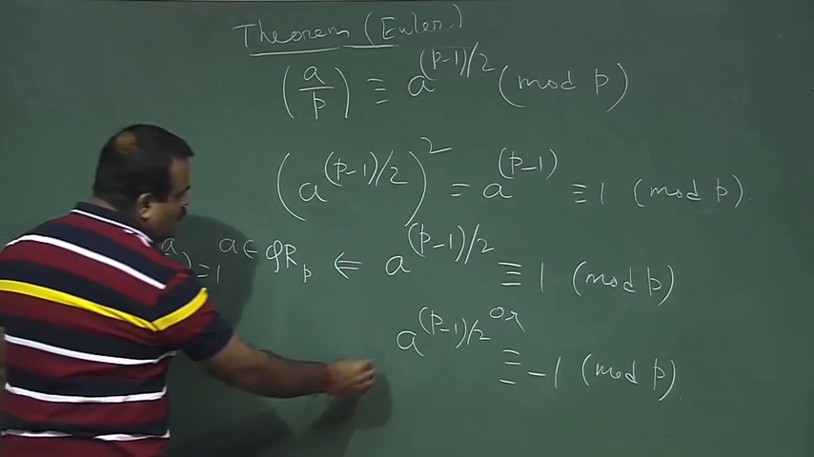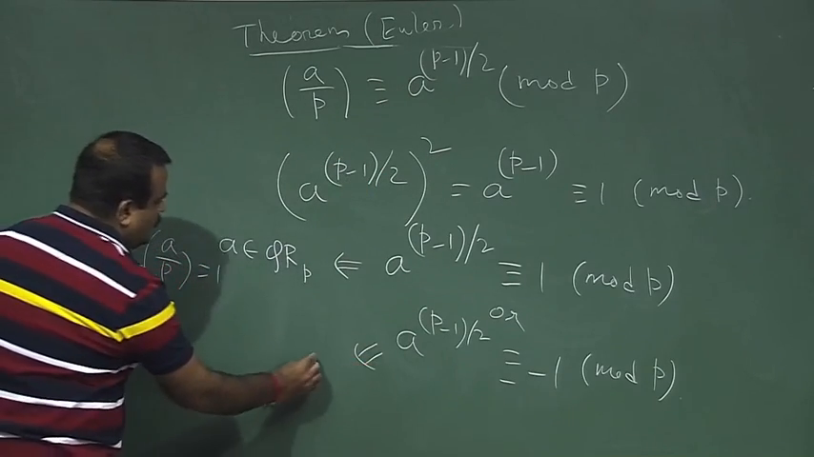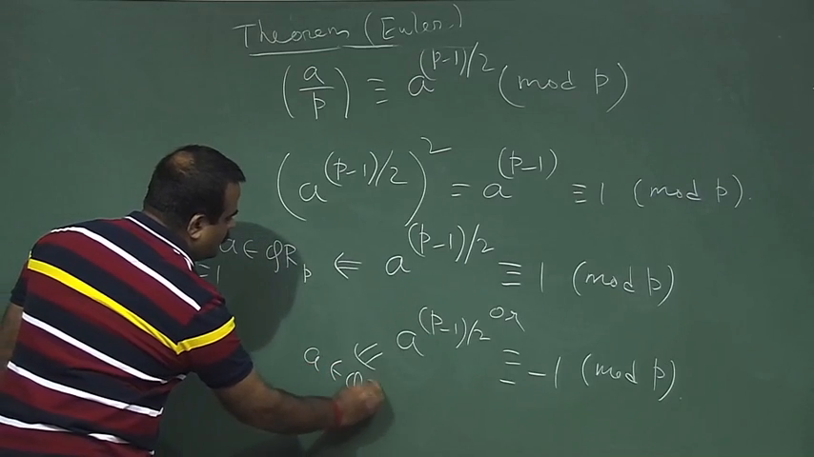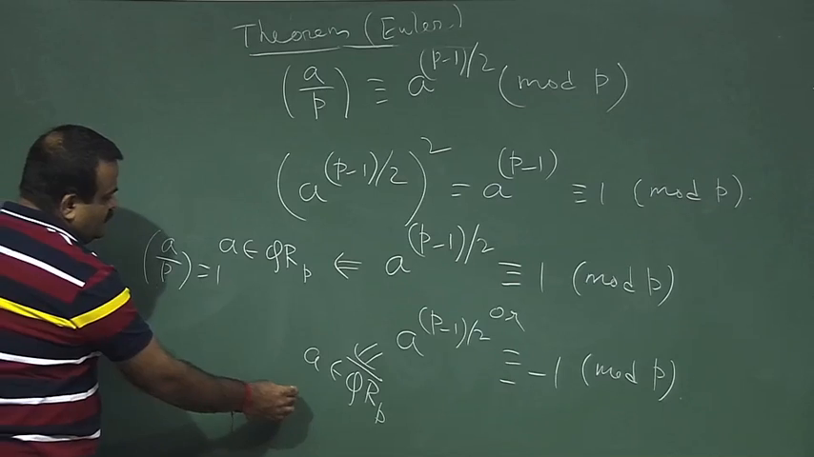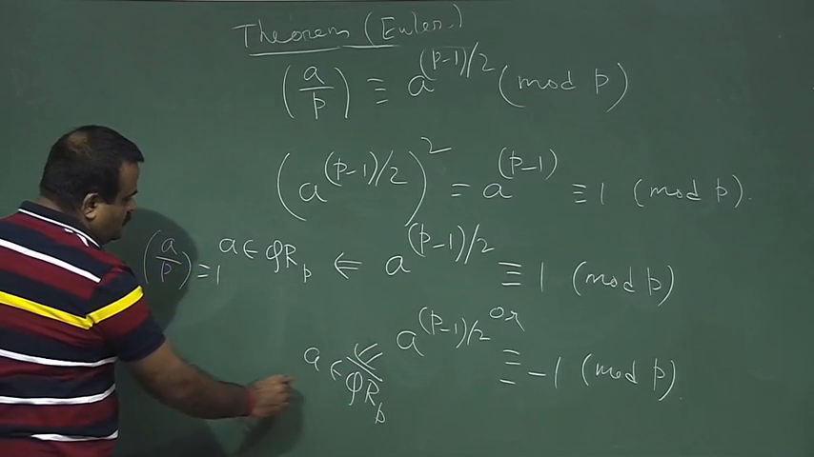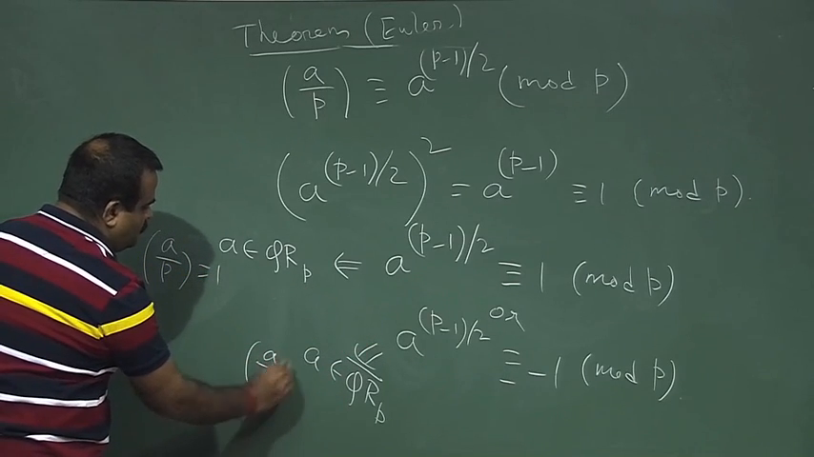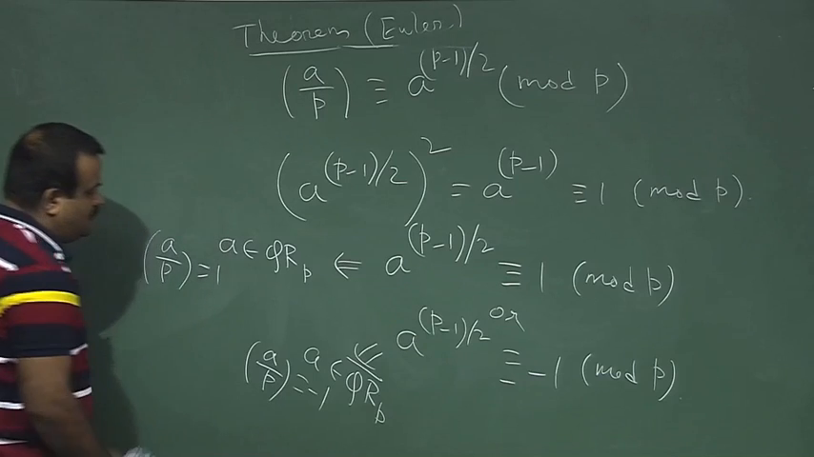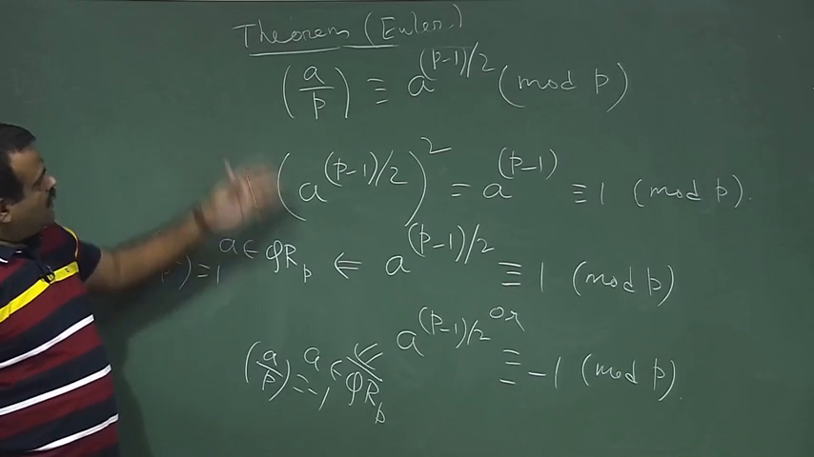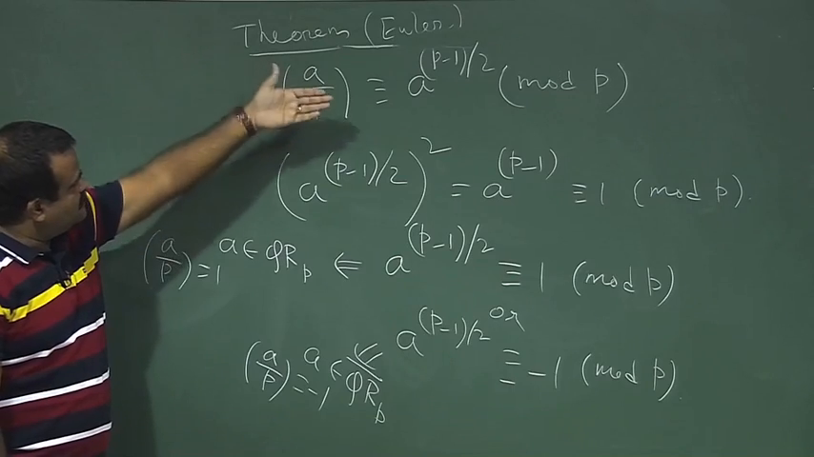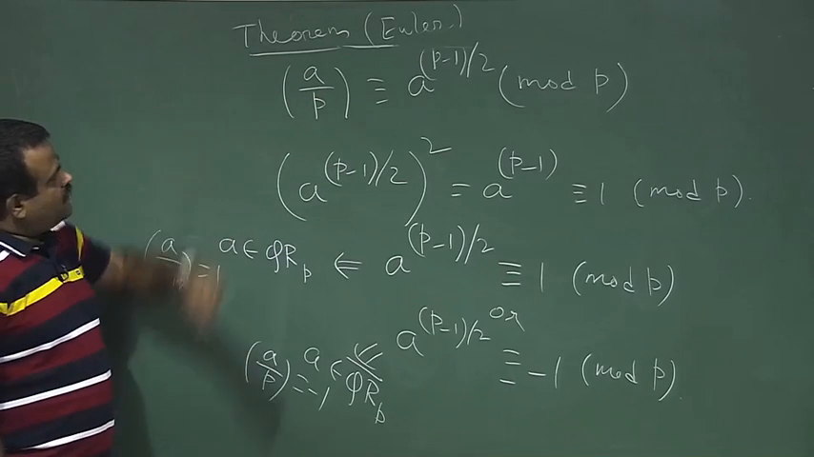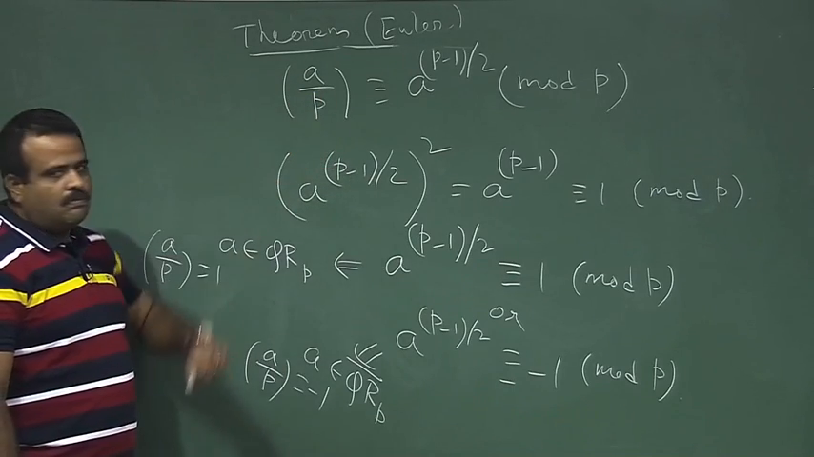Now, if it is minus 1, then this implies A is a quadratic non-residue mod P, and in this case it is minus 1. By the definition of the Legendre symbol, this is minus 1. So, if we combine these two and the earlier case, (A/P) is equal to A to the power (p minus 1)/2 mod p.